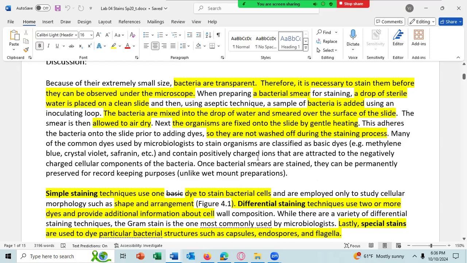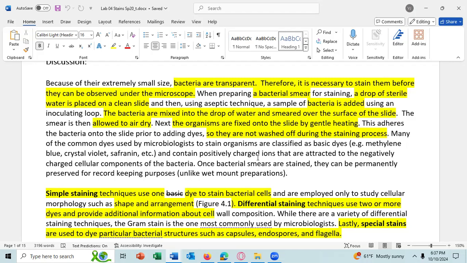And you don't fill up the loop entirely with cells. In fact, in this loop, pretend that's a loop there, you would have it so that you barely see the cells. You don't want it even a fourth of the loop or an eighth of the loop. You want it just barely so you can see the cells on the loop. And then you take that loop of bacteria and put it in the drop of water and mix it around. So mix the loop in the water to spread out the cells, and then you spread that water all over the surface of the slide, meaning there will be water all over the slide.